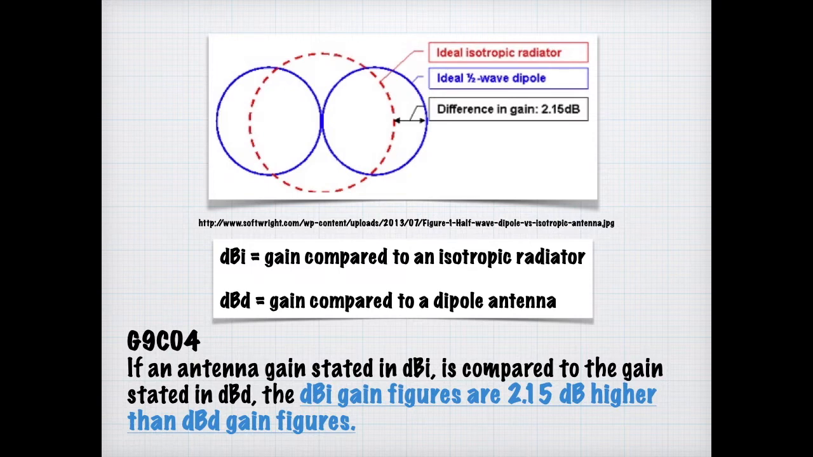So for the exam, you need to know that if an antenna gain stated in dBi is compared to the gain of an antenna stated in dBd, the dBi gain figures are 2.15 dB higher than the dBd gain figures.